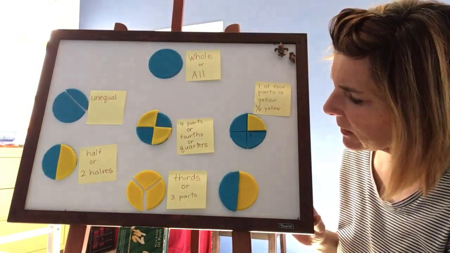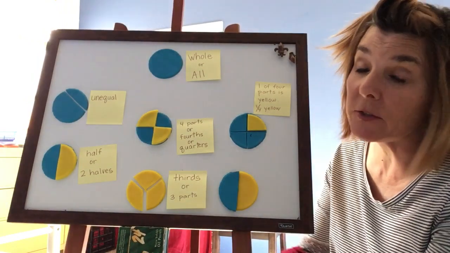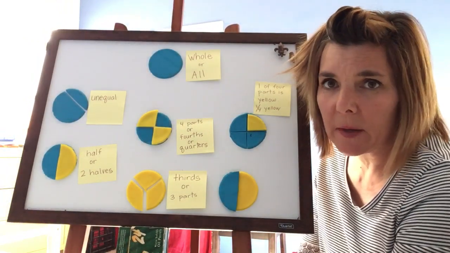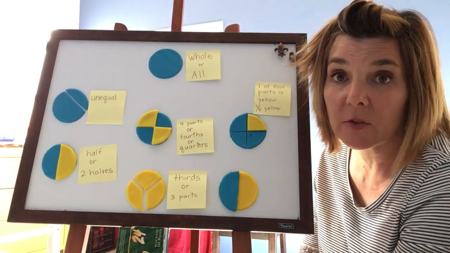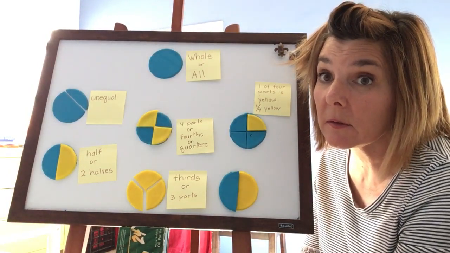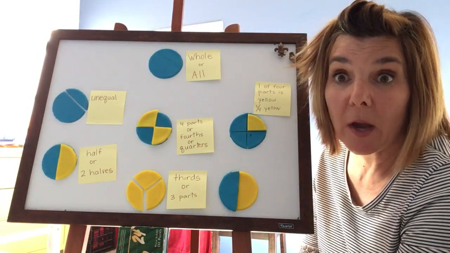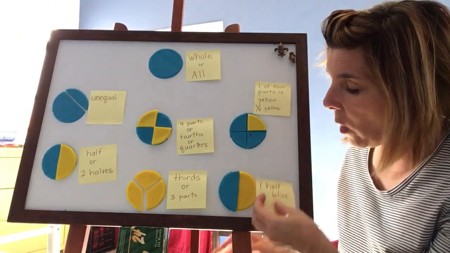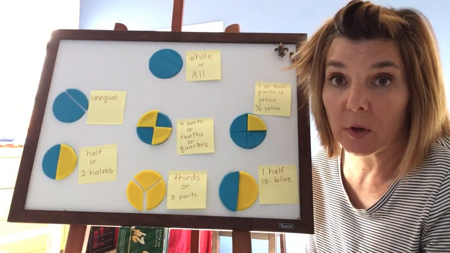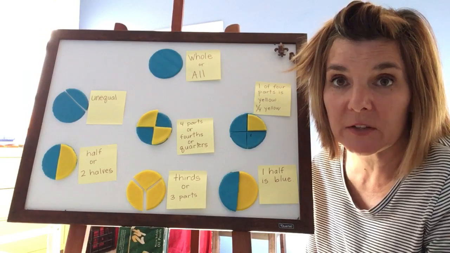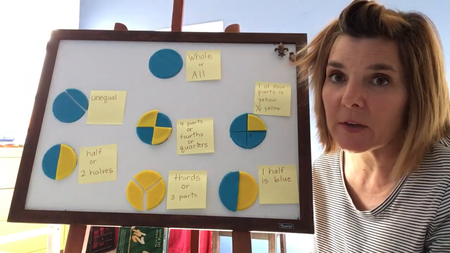And then I have this last one, and it's going to describe this. Now, before I describe it to you, you describe it. How would you describe that shape? Would you say it has 2 equal parts? Let me show you how I described it. I said 1/2 is blue. You could also say 1/2 is yellow. How'd you do? I think you did good.